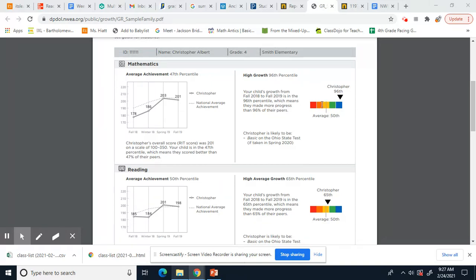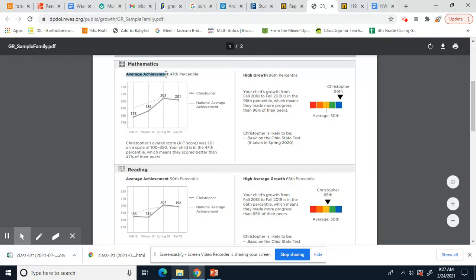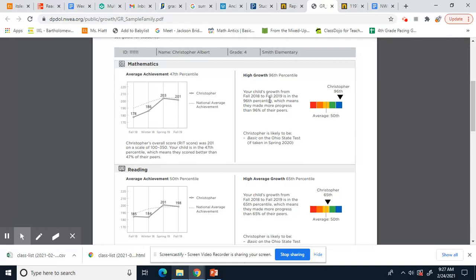This is sort of confusing because on the left side, it's going to show their achievement, and on the right side, it's going to show their growth. Although both of these are important, there are a couple things I want you to keep in mind when looking at the growth. The achievement shows you their actual numbers. On this report, you should see just two numbers: the beginning of the year number and the middle of the year number.